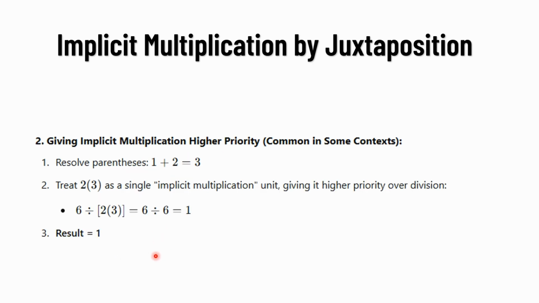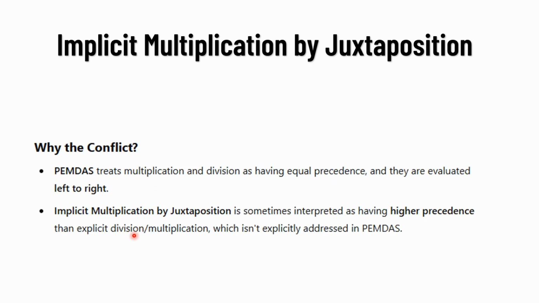Now, if you give implicit multiplication higher priority, which is common in some contexts, I'll say it was more common a very long time ago. It's not as common today, but you would resolve the parentheses the same. 1 plus 2 is 3. And then you treat 2 times 3 as a single implicit multiplication unit, and you would give it higher priority over division. So in this case, it's the same thing as putting another set of parentheses or brackets around the 2 times 3, leaving you 6 divided by 6 equals 1. So you've got two different answers here.